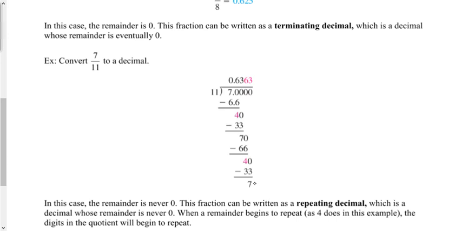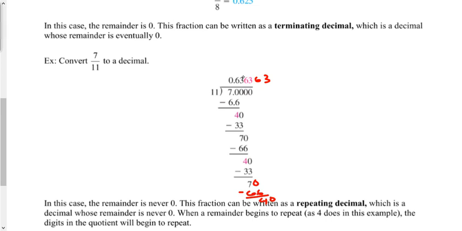Then we would get 6, and we keep going. And notice that what's going to happen is this is going to keep going. We're back at 70, and you'd say 6 again. And then we'd get 4, and we'd say 40. Oh, okay, well that goes in 3 times. So we get 0.63, 63, 63, and so on.